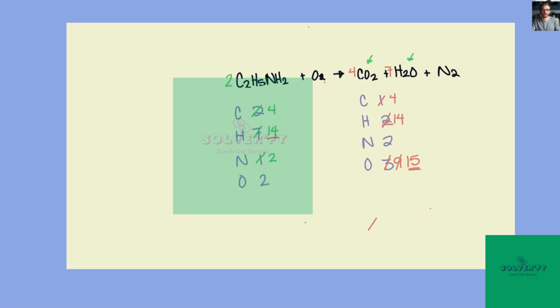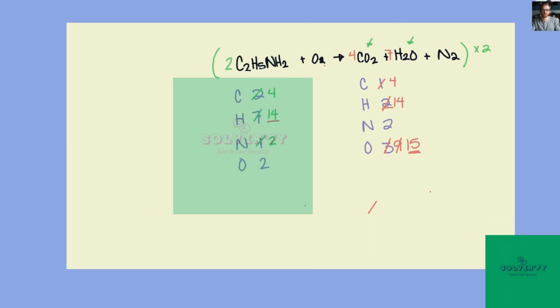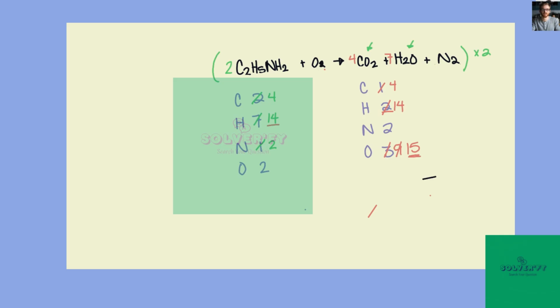So what we're going to do, bear with me, this is going to feel weird. We're going to multiply the entire equation by 2. All right, bear with me. Some teachers show this 2 different ways. Some use a fraction and some do it this way, but they're both the same technique. So what I mean by multiply by 2, every coefficient is going to get multiplied by 2. So 2 times 2, that's now going to be 4, C2H5NH2.